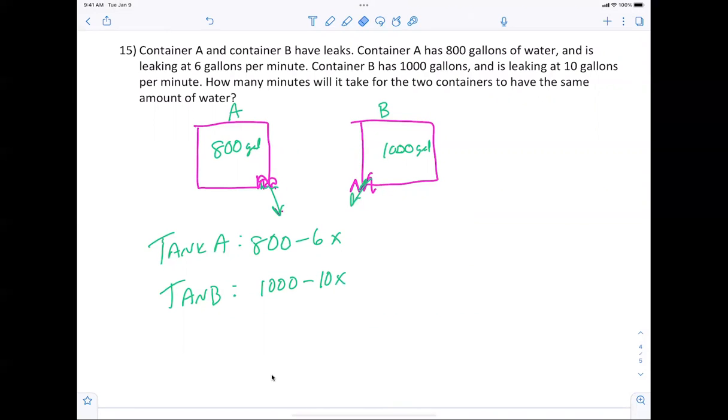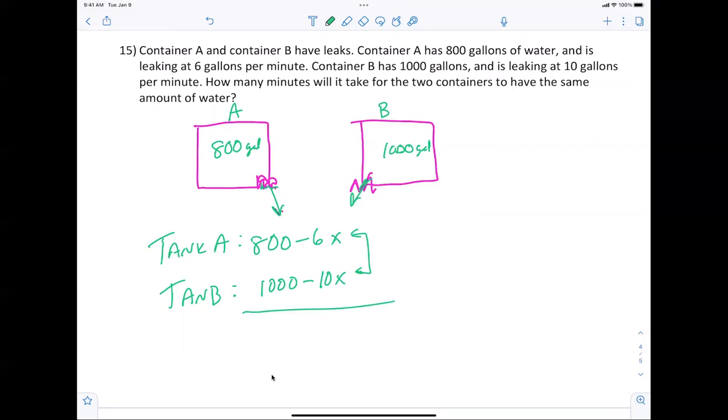So how many minutes will it take before the containers have the same amount of water? So what do I do with these two equations? Well, I would like to add 6X in. No. You're not going to just add these together.